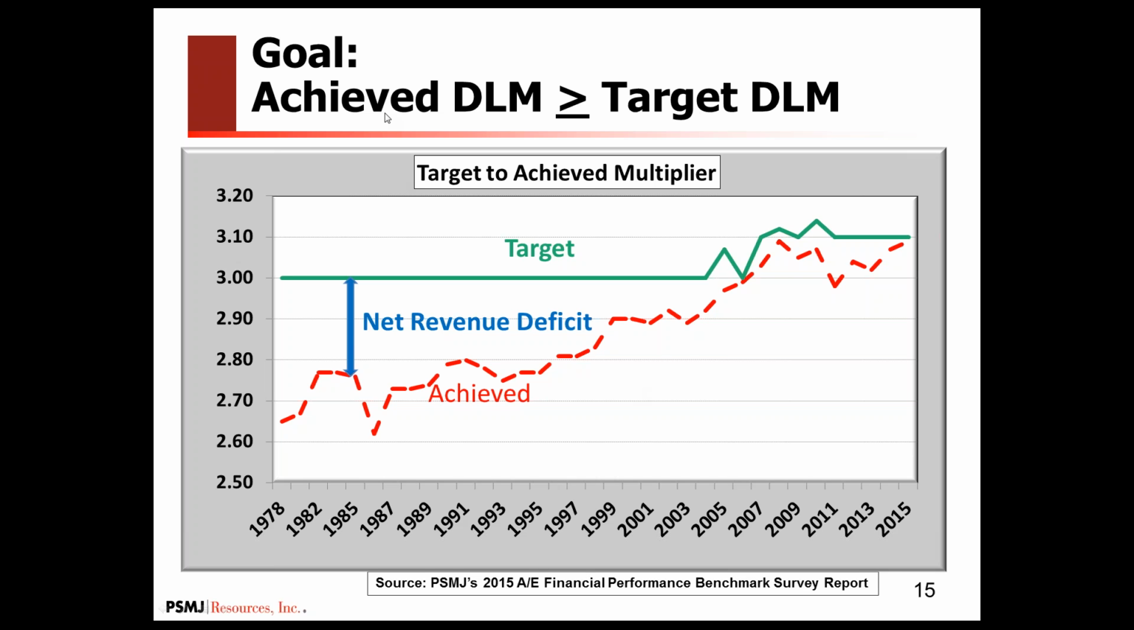So the ultimate objective is for your achieved direct labor multiplier to always be greater than or equal to your target direct labor multiplier. And just a little bit of a look at some historical trend data, the target multiplier was set at 3.0 forever. We got a little bump, and then we went into the economic downturn, and we've pretty well recovered. The unfortunate part is that our achieved direct labor multiplier was rather poor during this time. So we were not making the profits that we were hoping to, that were built into our billing rates.